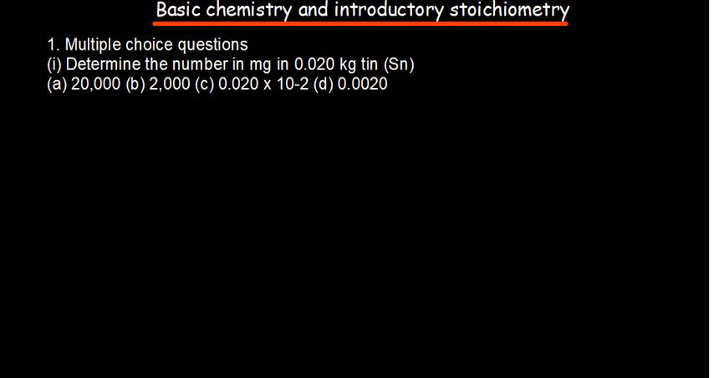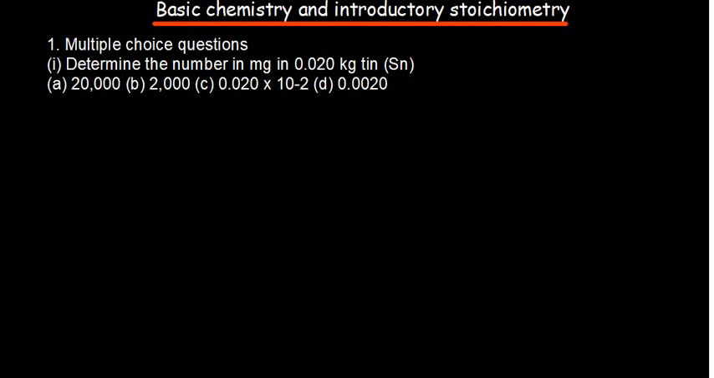In this tutorial, we are going to review a few questions on basic chemistry and introduction to stoichiometry. So some of the rules that apply in terms of significant figures, conversions, and also dealing with some oxidation numbers. Okay, let's get started. Determine the number in milligrams in 0.020 kilograms.